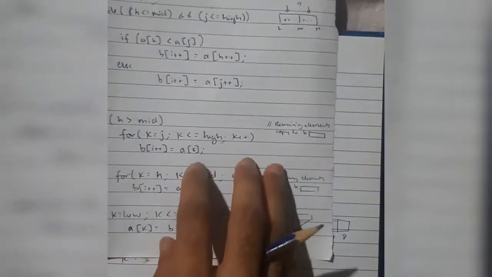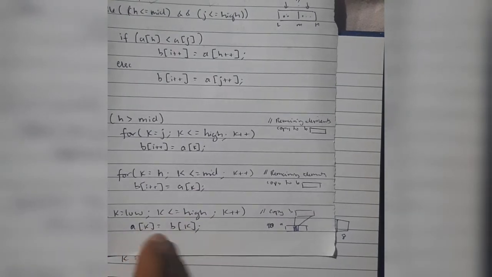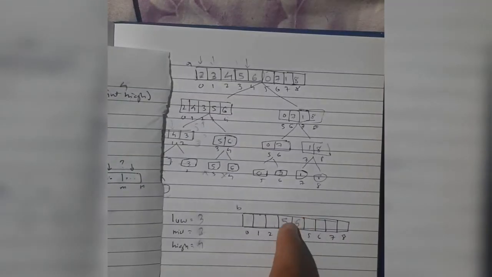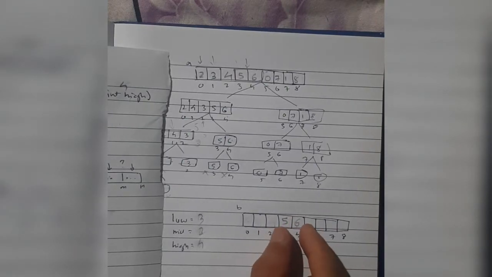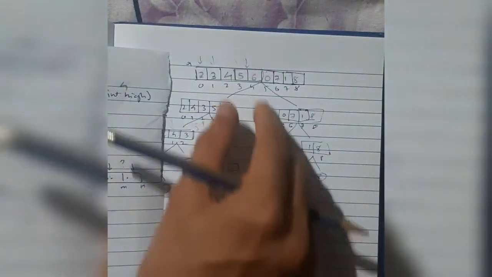First k is low, low means a is 3, so b of 3 will be copied to a of 3, then next k will be incremented, and then a of 4, b of 4 will be copied to a of 4. Okay, this is what we are doing here, b of k in a of k. So after we get a sorted array here, at that time we will be updating the sorted values in the main array. Okay, that's what we are doing here.